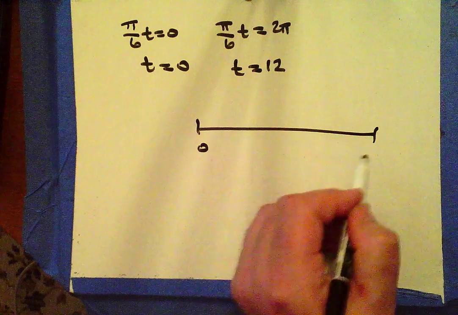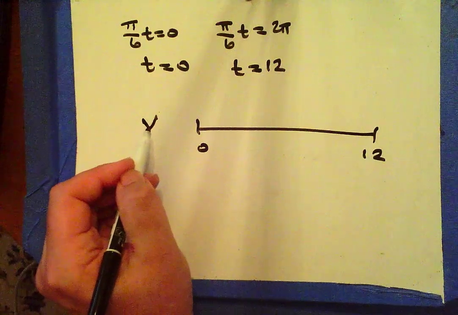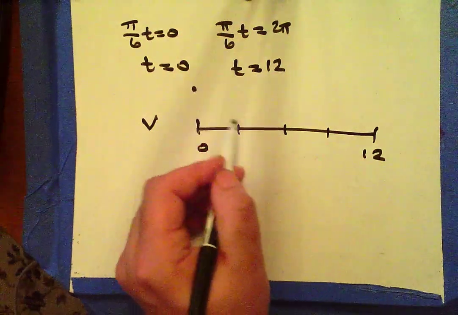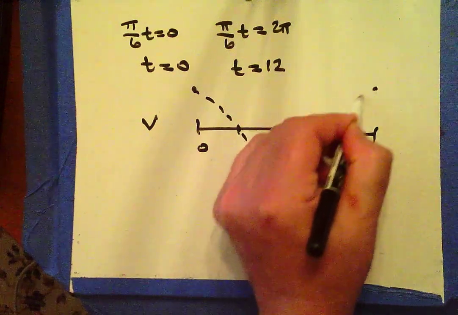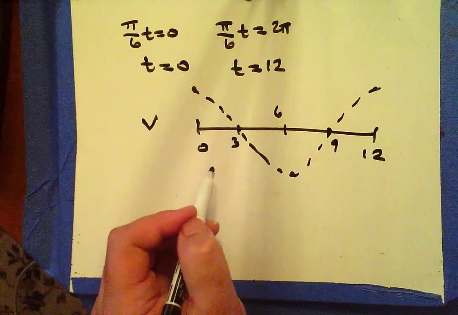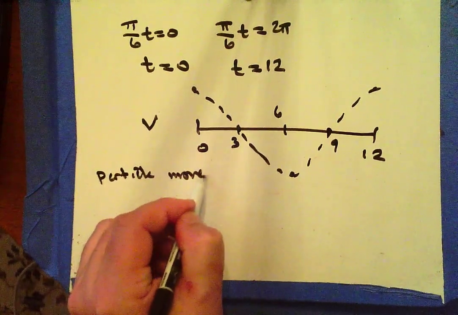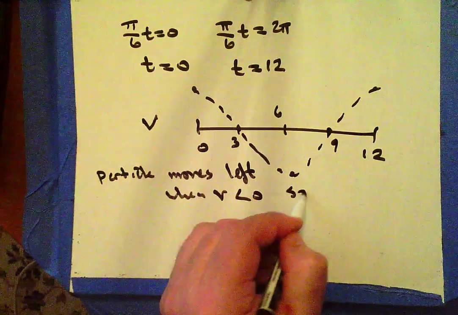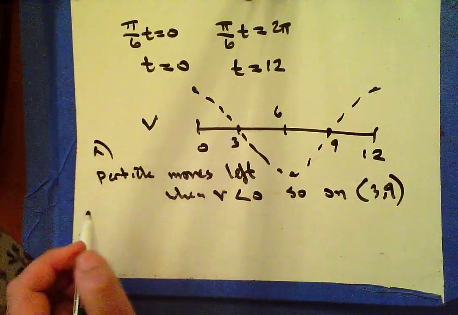So 0 and 12, and we've got v, which is this cosine function, and quarter points. Cosine starts high, goes low, and then back up again. And so this would be 6 and 9 and 3. When is the particle moving to the left? Well, particle moves left when v is less than 0, so on 3 to 9. And there's part A.